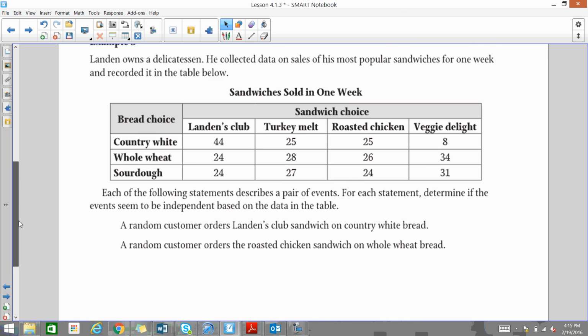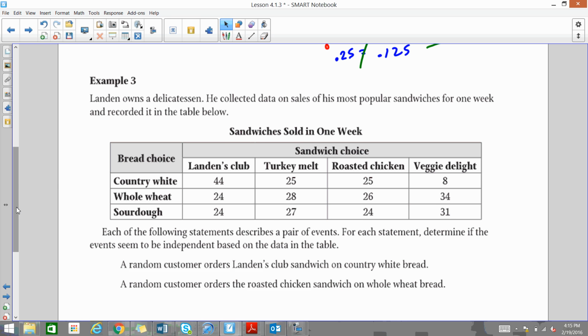All right, so here we go. Example 3. Good Lord, if you didn't think we were working long enough, here's our last one. So this is about buying food, and this is on your homework, so we want to make sure that we're good on this one. So Landon owns a delicatessen, that's a deli. He collects data on sales of his most popular sandwiches for 1 week and records it in the table below.